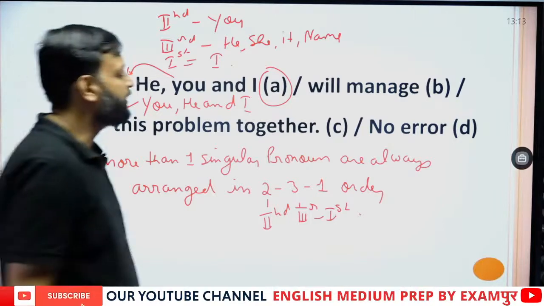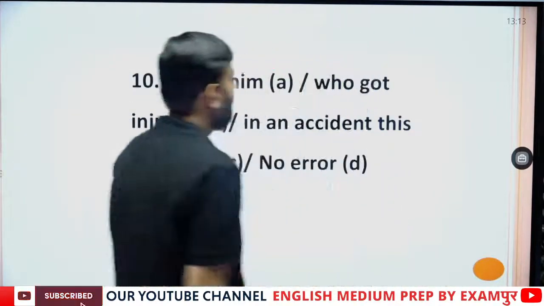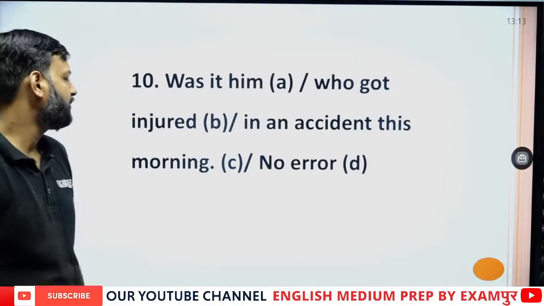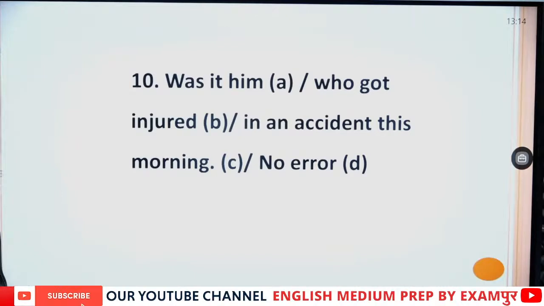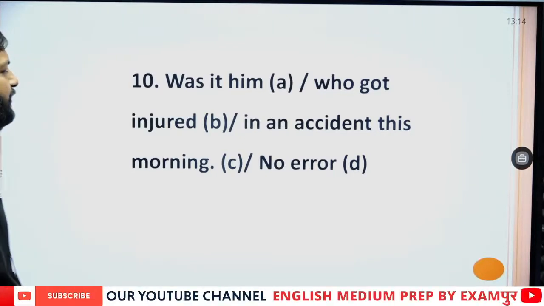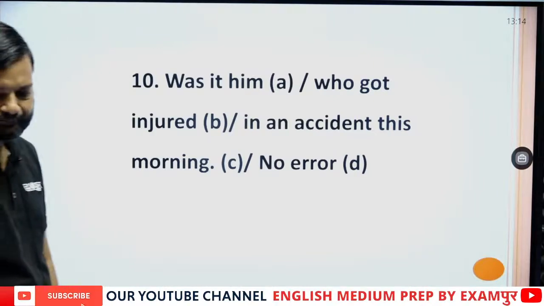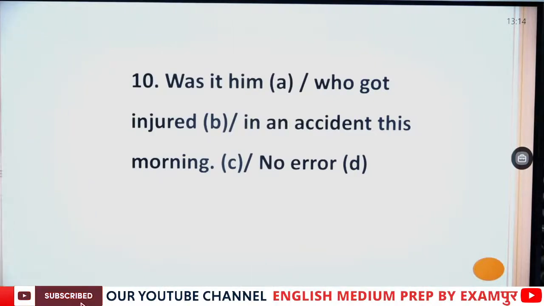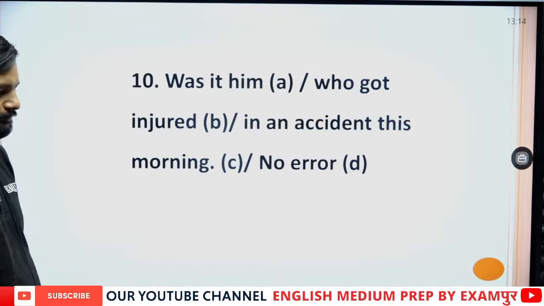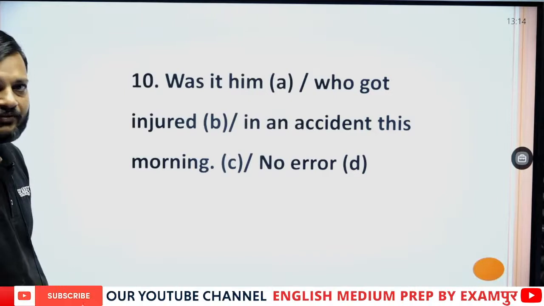Now let's see the next question. Was it him who got injured in an accident this morning? What is the error in this sentence?